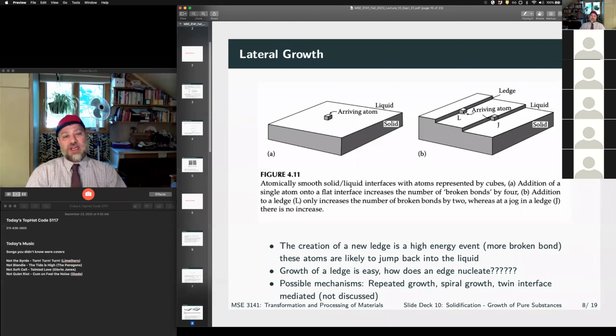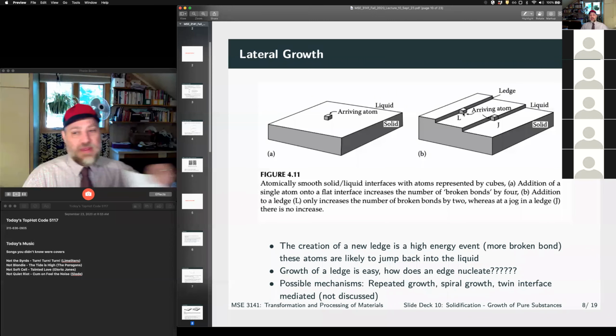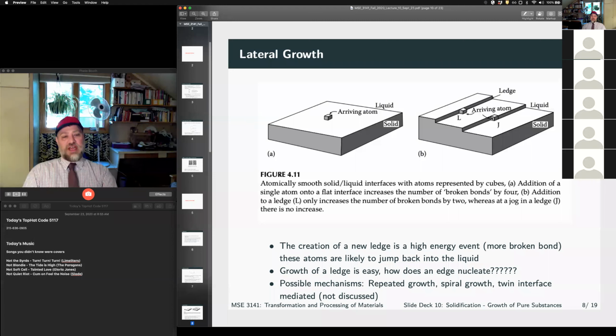Creating a new kink on a ledge is not quite as hard. And then growing that ledge by this kink is easy, right? So now the question is, how can we create these ledges? We know this configuration here is highly unstable, right? This atom is in such an energy unfavorable state that it's just going to hop back into the liquid. Sure, you're going to have atoms or ions that do this all the time, but they were much happier in the liquid surrounded by all their friends than they are here all by themselves.